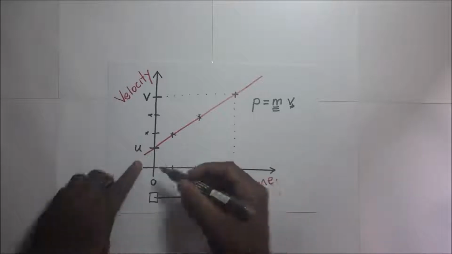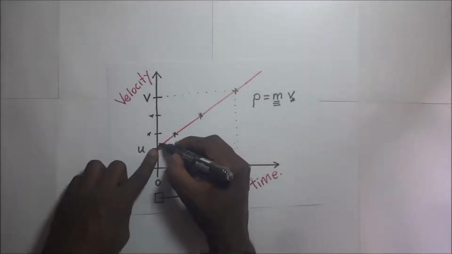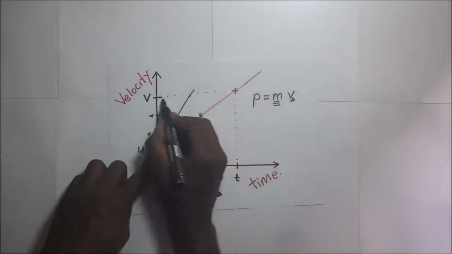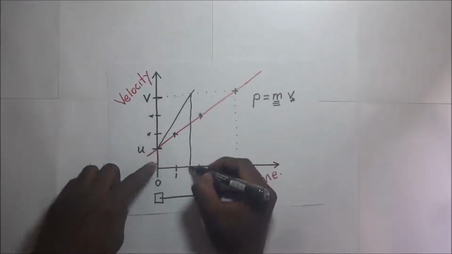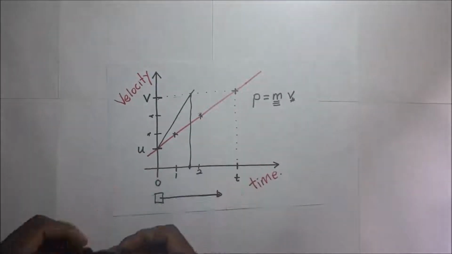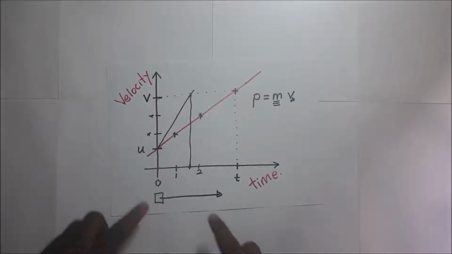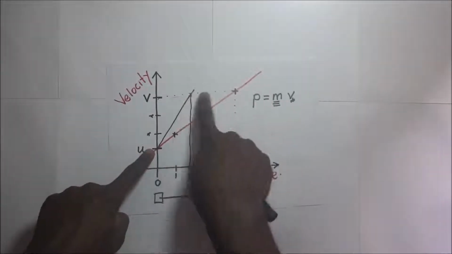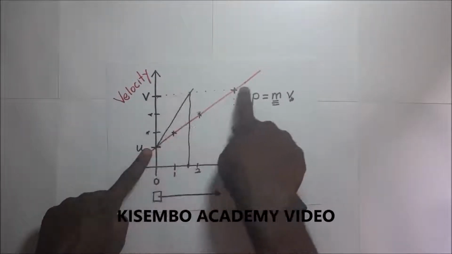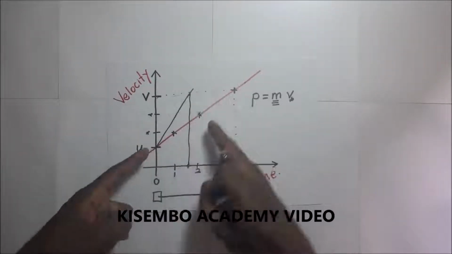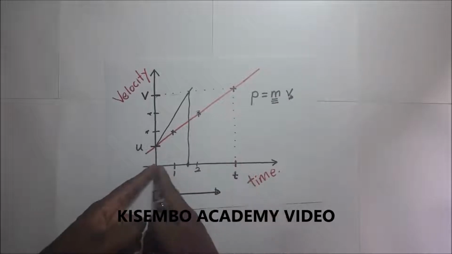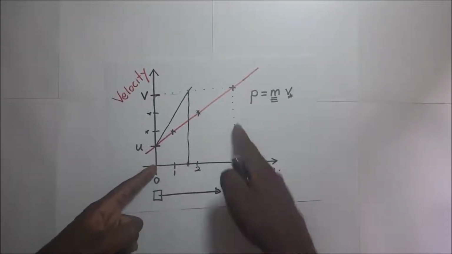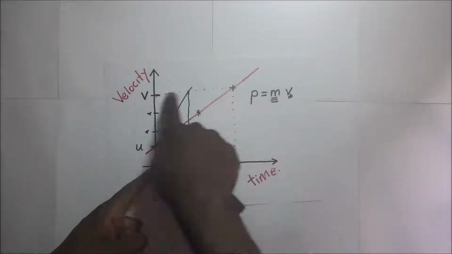This velocity can move from here, it can change instantaneously up to velocity v, and it will take a shorter time here. Likewise, this velocity can move from here up to there, and in both cases the final velocity has been arrived at, but in different time frames. This has taken a shorter time than that one to reach this final velocity.